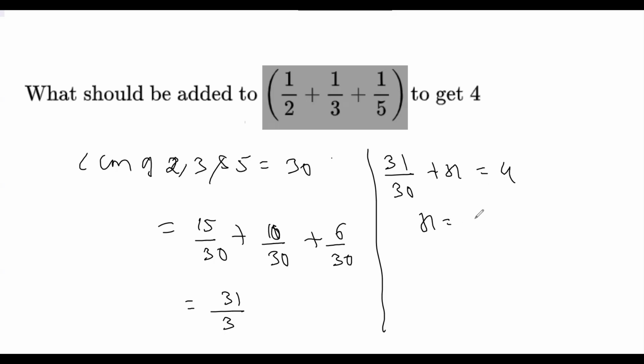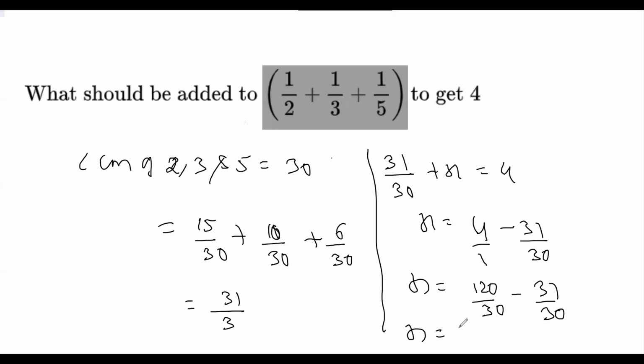Clearly, in order to get x, I need to transpose this to the other side, so it gives you 4 minus 31 over 30. This can be simplified by multiplying with 30, so it gives you 120 over 30 minus 31 over 30. Now first we are going to subtract 31 from 120, so it's going to be 89. And 89 over 30 is the required answer for this.